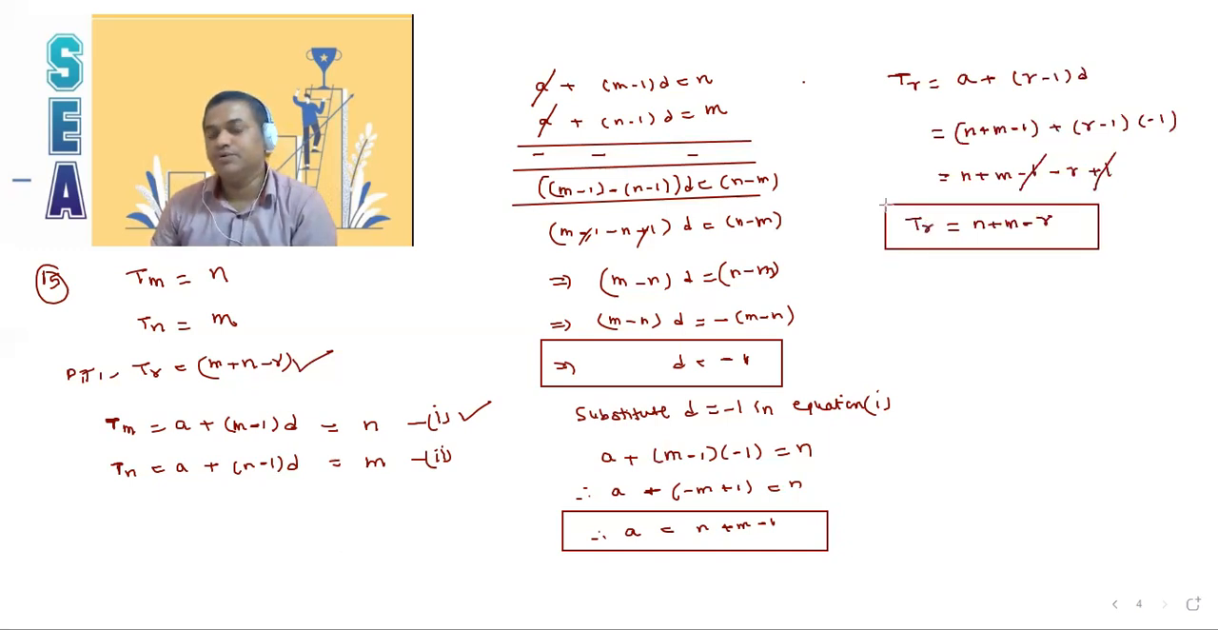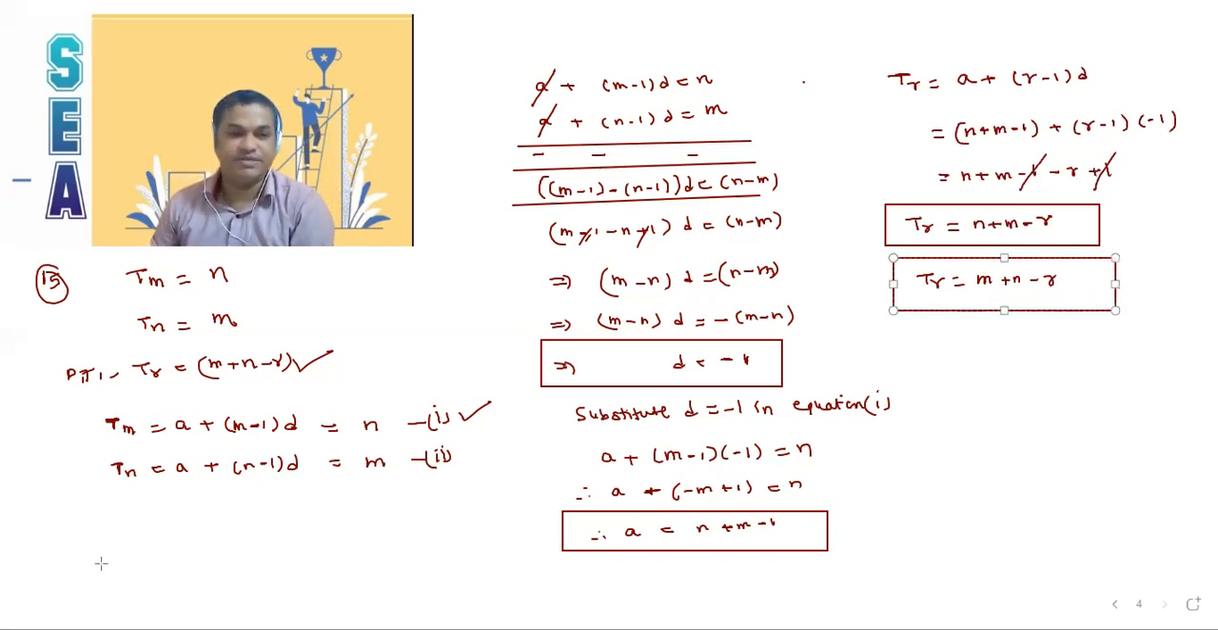This Tr is equal to m plus n minus r, so this is what they have asked. We can rearrange the terms, and the final answer is right. Hence, it was not 'prove that' but 'show that'. So we have shown it. Okay.